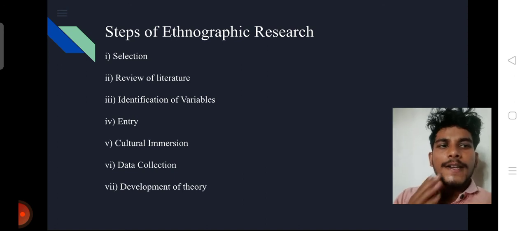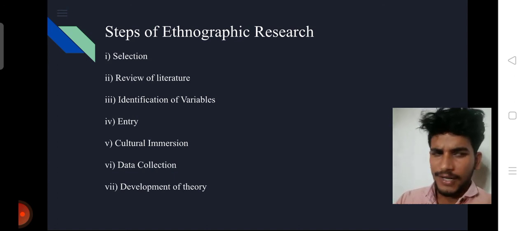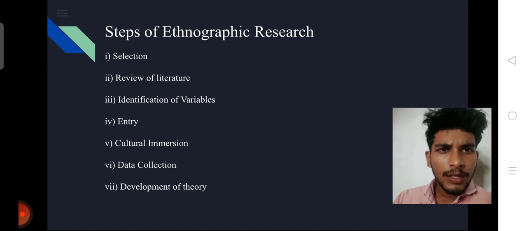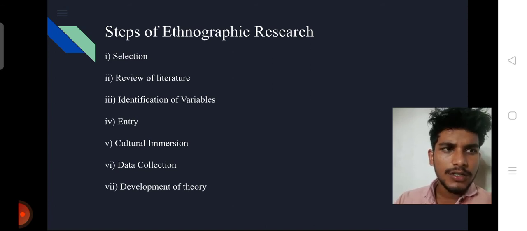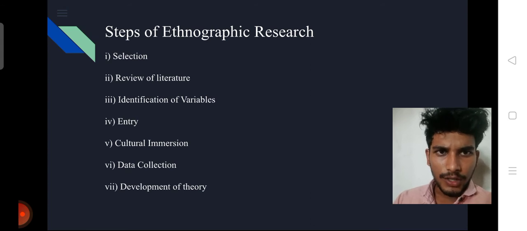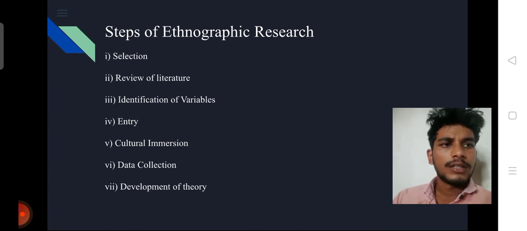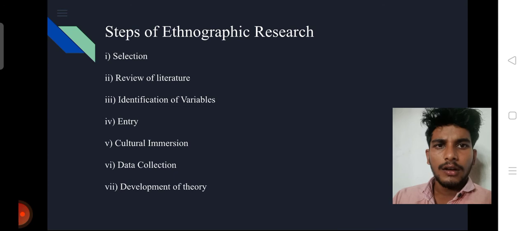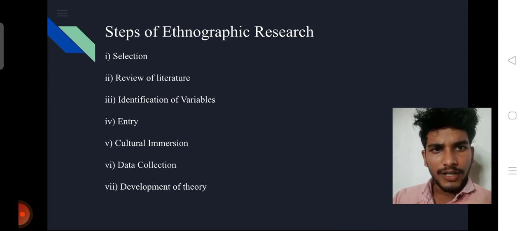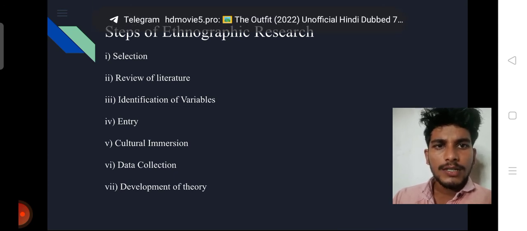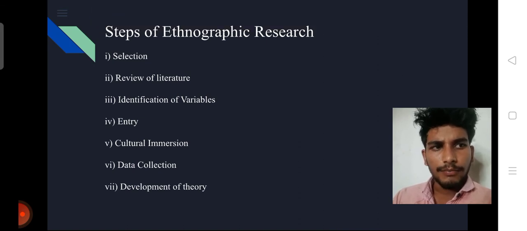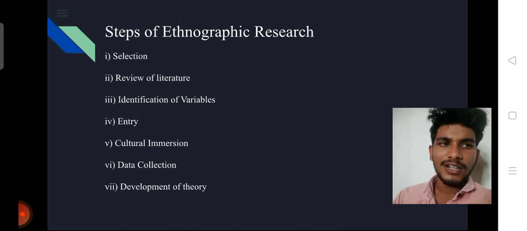the culture, and then he will identify and find some variables for the research, and then he enters into a community, and he will gain information. He will be accepted by the community. Once they are accepted by the community, they will be moving to a step called cultural immersion.